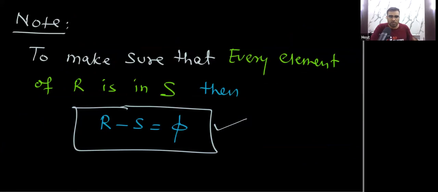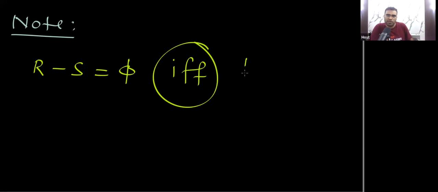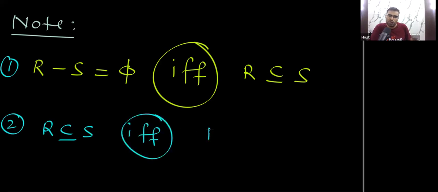So finally, this is a note. Let me tell you, this is if and only if R minus S is equal to phi, if and only if R is a subset of S. Okay, is this clear? The same thing I can also say like this: R is a subset of S if and only if R minus S is phi.